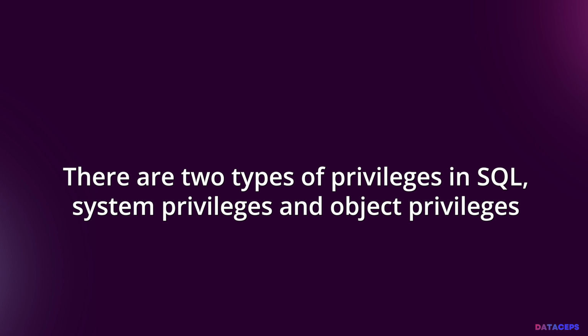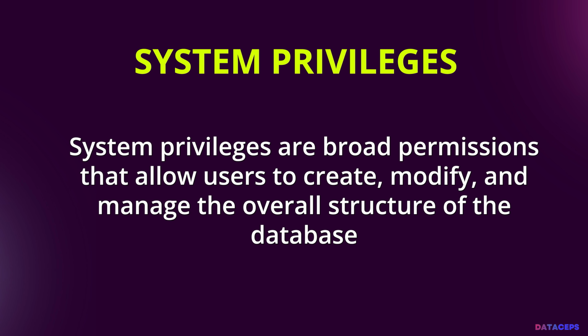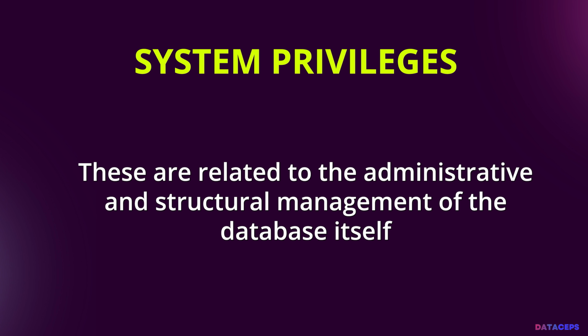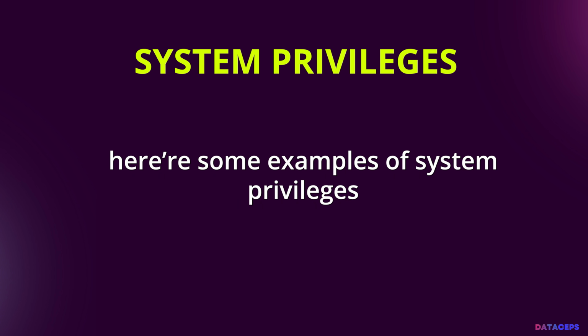There are 2 types of privileges in SQL: system privileges and object privileges. System privileges are broad permissions that allow users to create, modify, and manage the overall structure of the database. These are related to the administrative and structural management of the database itself. Here are some examples of system privileges.